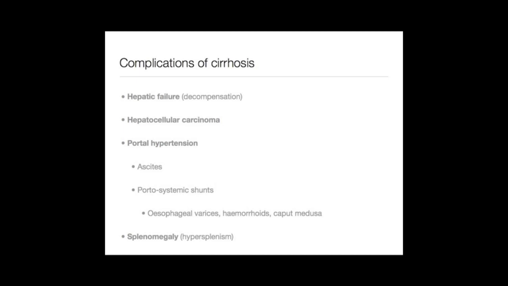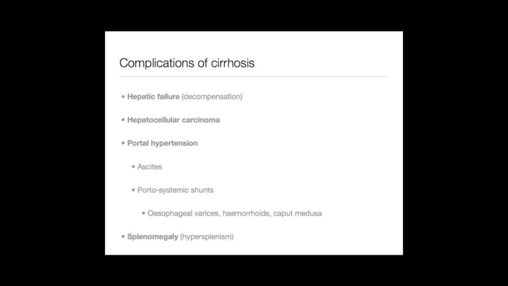Another problem which can occur with cirrhosis is because of the disruption of the normal architecture of the liver and the flow of the blood from the portal system back into the systemic system. As that is disrupted, you can end up with portal hypertension, and that's an increased pressure in the portal venous system, which drains the gut to the liver.